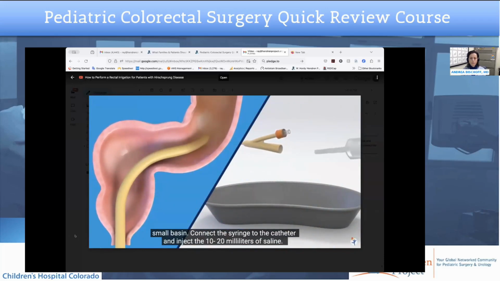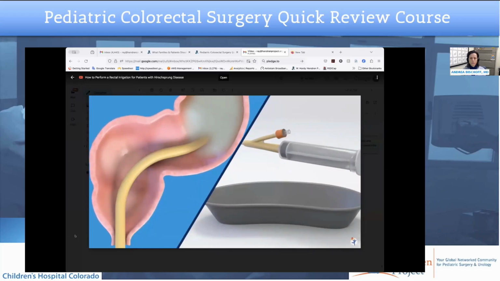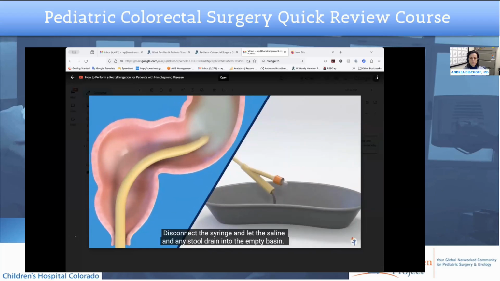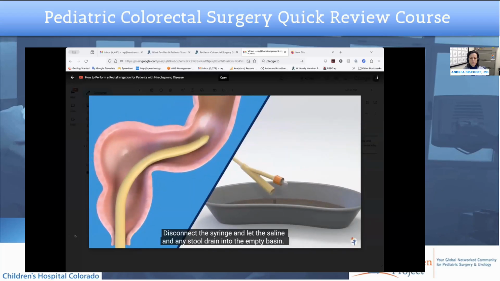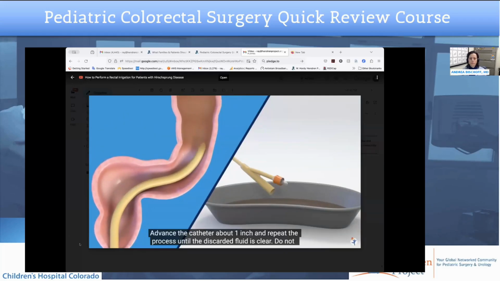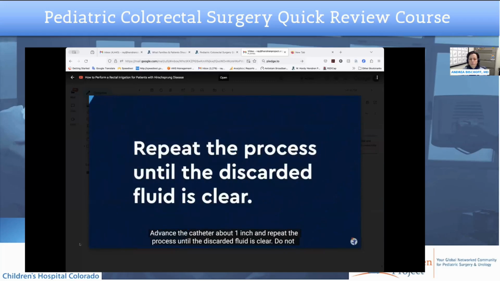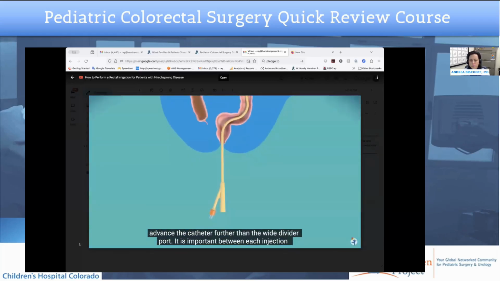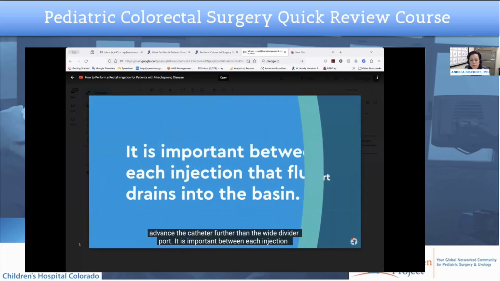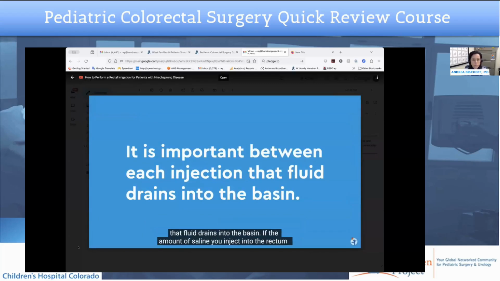Connect the syringe to the catheter and inject the 10 to 20 milliliters of saline. Disconnect the syringe and let the saline and any stool drain into the empty basin. Advance the catheter about 1 inch and repeat the process until the discarded fluid is clear. Do not advance the catheter further than the wide divider port. It is important between each injection that fluid drains into the basin.